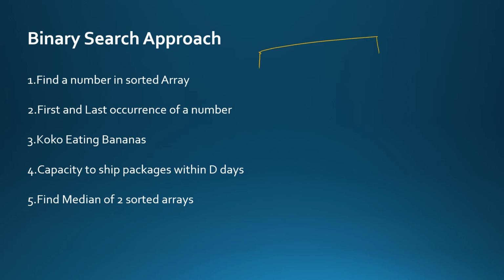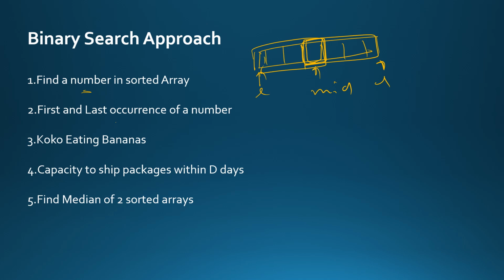To find a number in an array, we can use two pointers, left and right, and one in the mid. On the basis of that, we compare our mid value and the number which we are given, and we select which part is relevant to our answer. Another is the first and last occurrence of a number. There are multiple indexes which have the same number. For finding 4, we have a starting index here and an ending index here. We can find that with binary search also.